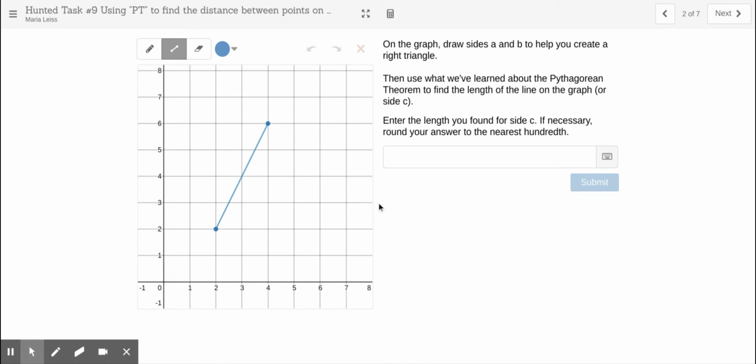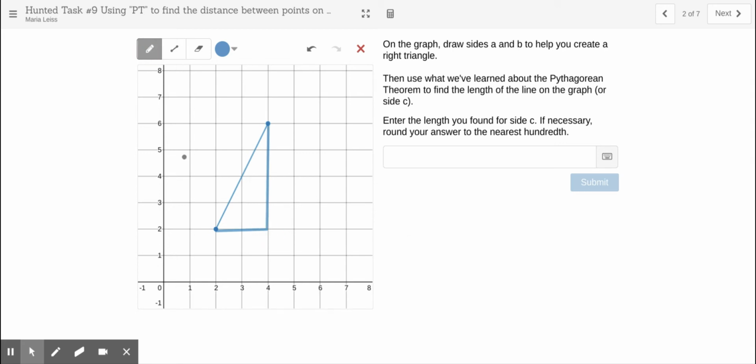Anytime you have grid lines in the background, you can use those grid lines to help you form a right triangle. Now, the super cool thing is you can make this right triangle go like this, or you can make this right triangle go like this. It's whatever catches your fancy. Personally, I always like my triangles sitting on their base, not upside down, but whatever works for you.